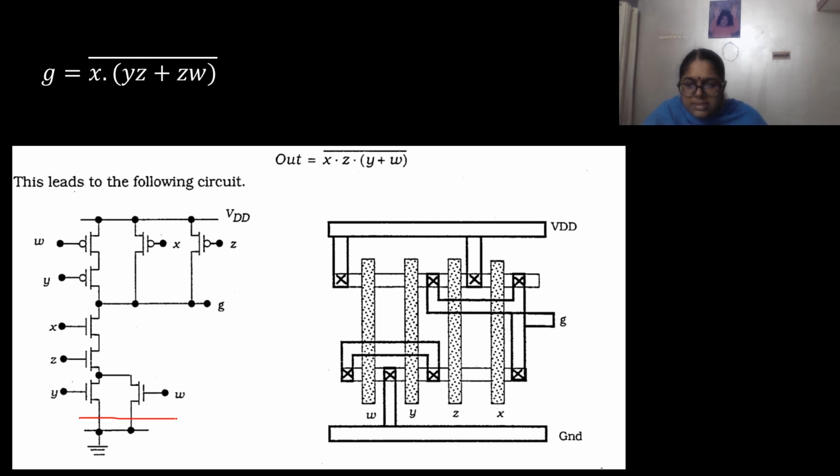So two NMOS transistors in parallel are in series with the two transistors X and Z. Here Y and W are in parallel, so in PMOS Y and W will be in series. X and Z are in series, so in PMOS X and Z are in parallel.